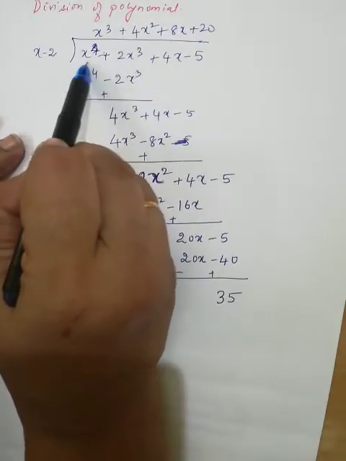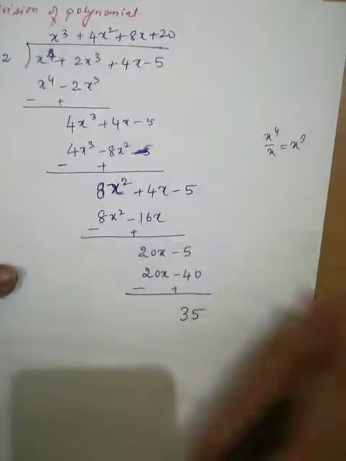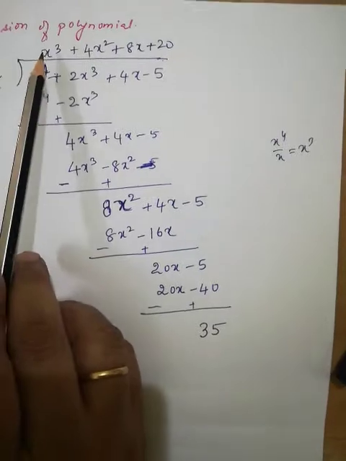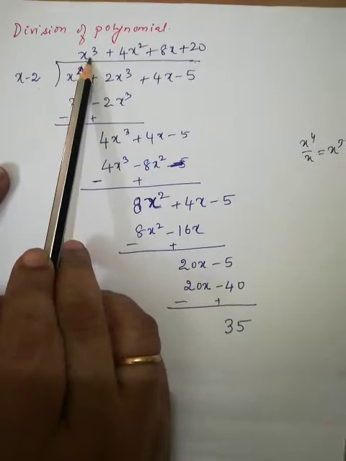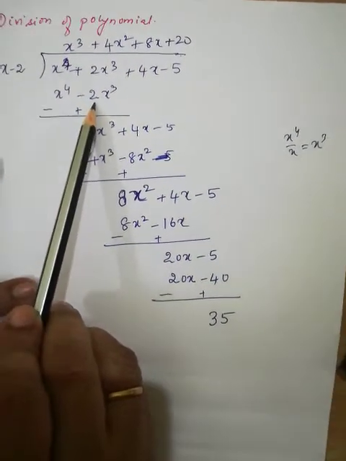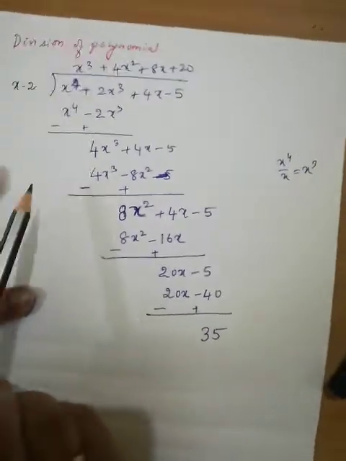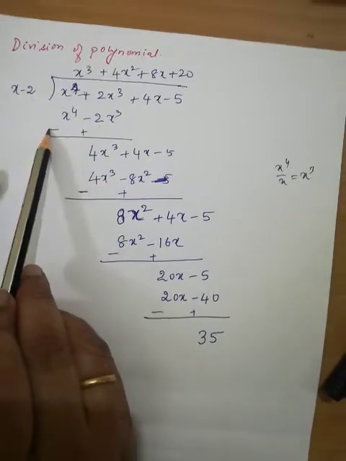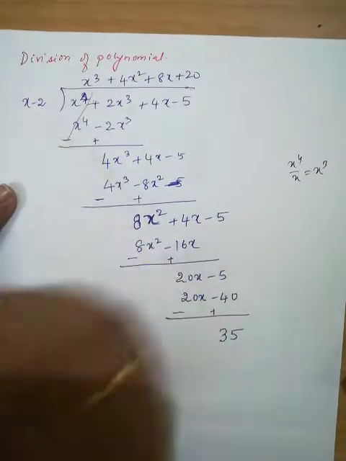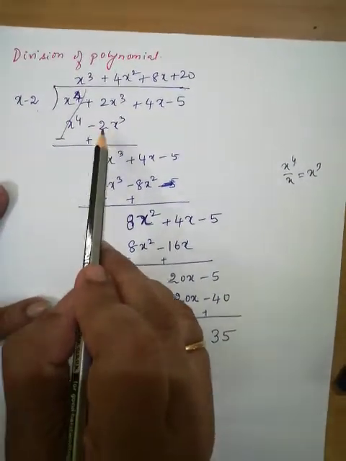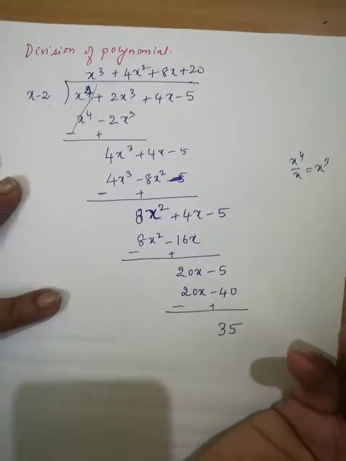Later, the first term of this and the first term of this we divide, and what you get is x cube. Then you will put x cube in the quotient. x cube into x is x to the power 4. x cube into minus 2 is minus 2x cube. Then we subtract, just like how we do subtraction in the usual division. When you subtract, the signs will change, and x to the power 4 minus this will cancel. And what you get? 2x cube plus 2x cube, 4x cube. And this you will get down as you do in your usual division.